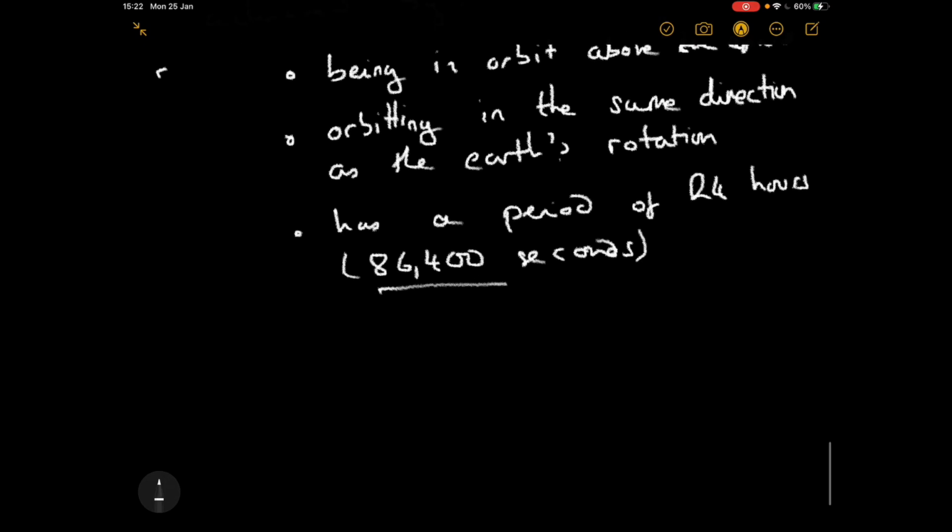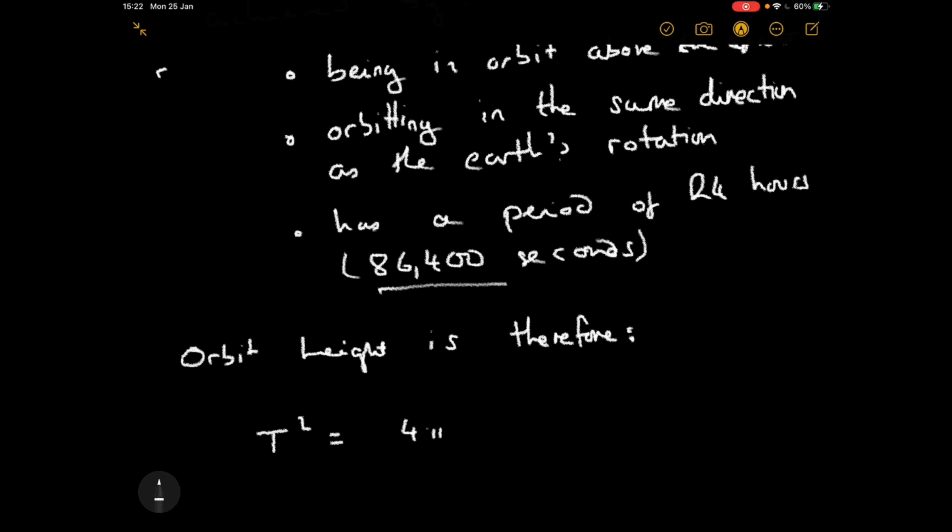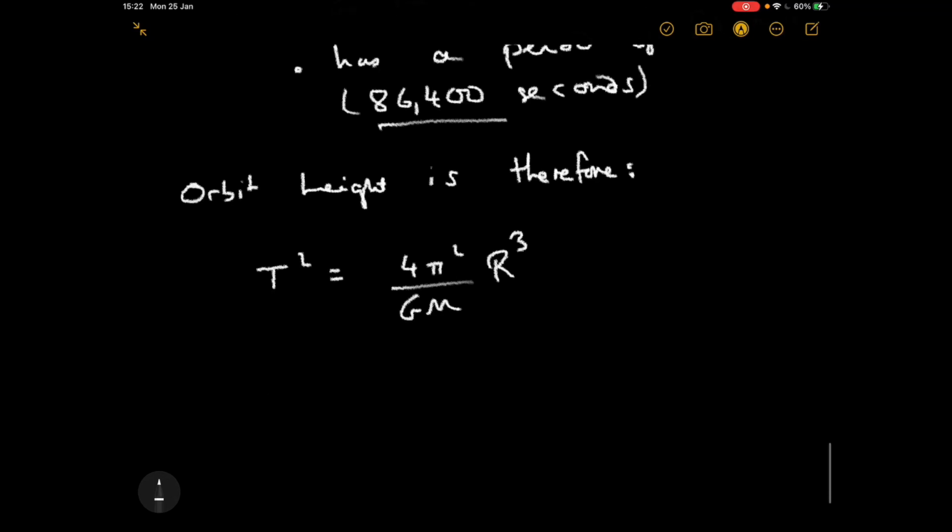So it's 86,400 seconds. Now, to therefore work out where that must be, the orbit height is therefore, so we've got T squared is equal to 4 pi squared over GM times r cubed. Rearrange that slightly so we get r cubed is equal to T squared times G times M over 4 pi squared. Put on our values.